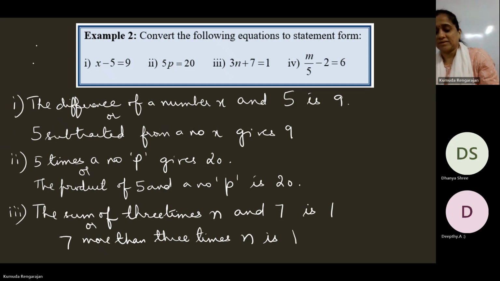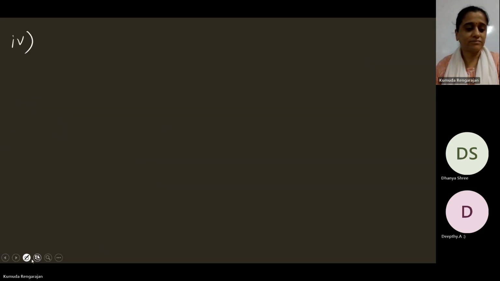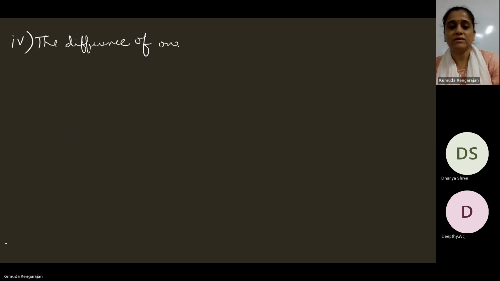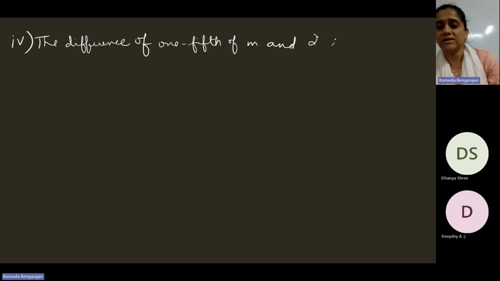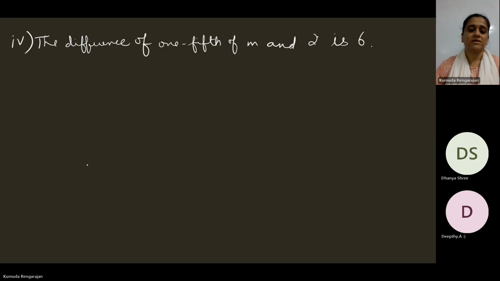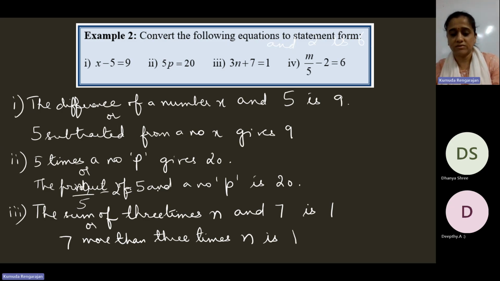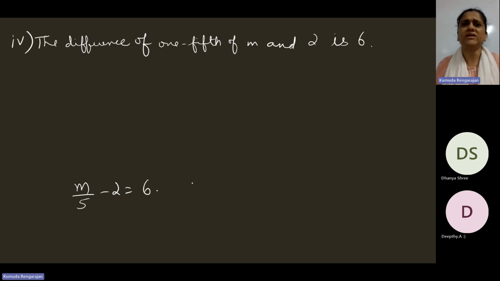Okay. So the difference of 1/5 of m and 2 is 6. What is it then? M by 5 minus 2. M by 5 minus 2 is equal to 6. This is what you said?